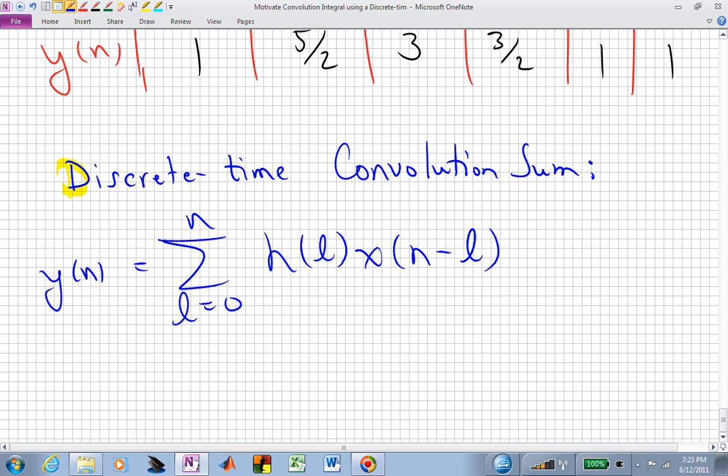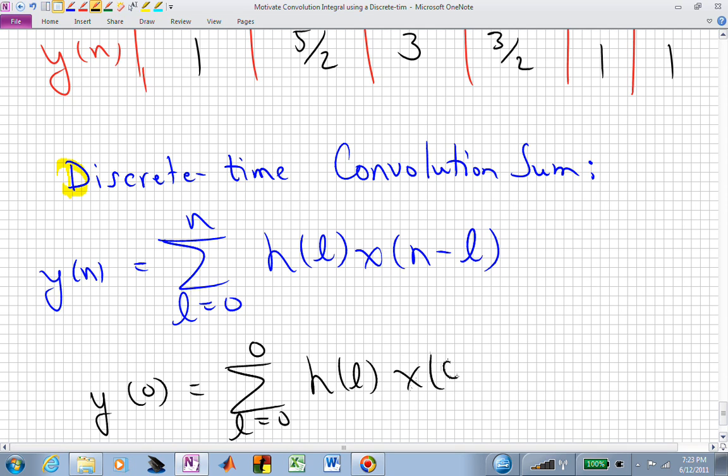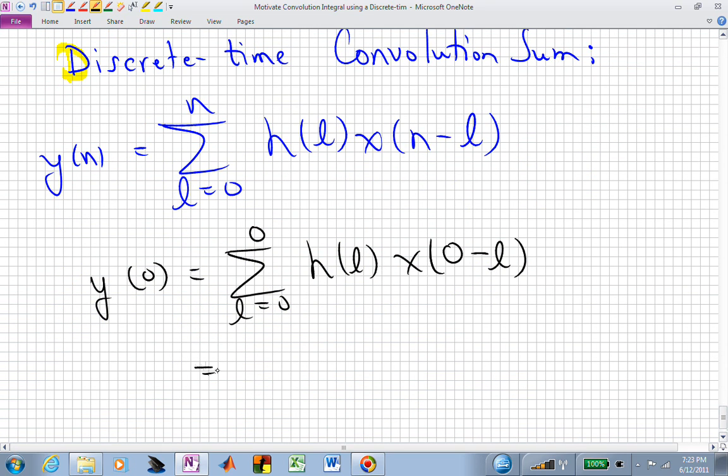For example, if we wanted to look at the output y at time 0, then we would be looking at this sum from L equals 0 up to n, which is 0. This is now h of L x of 0 minus L. But in this particular case, L is 0, and so we have h of 0, x of 0, which is what we had just computed.